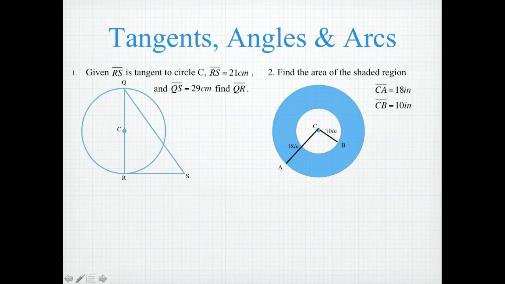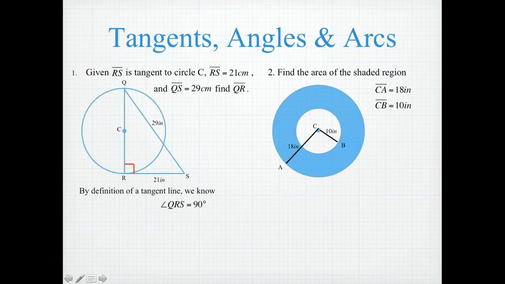In our first example, given that segment RS is tangent to circle C, and that segment RS is equal to 21 centimeters, and given that segment QS is equal to 29 centimeters, we need to find the distance of segment QR. So we start by labeling what we're given. We're given the distance of RS is 21, and we're given the distance of QS is equal to 29.